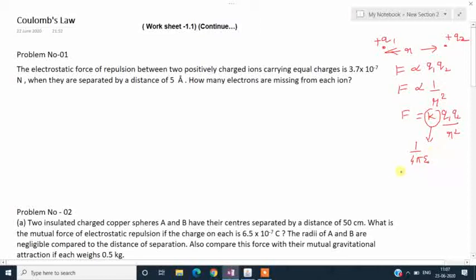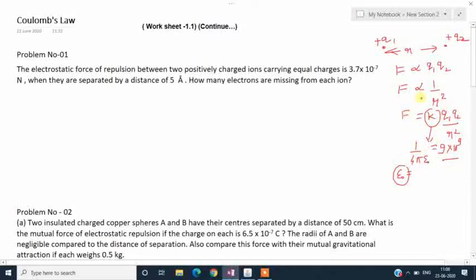That proportionality constant is 1 by 4 pi epsilon naught, where epsilon naught is the permittivity of free space. This is very important because these two charges are placed in a vacuum. If you place them in some other medium, such as water, this value changes and we cannot write it as epsilon naught. Water has a different permittivity, so it varies from medium to medium. And 1 by 4 pi epsilon naught is a constant with the value 9 into 10 to the power of 9.